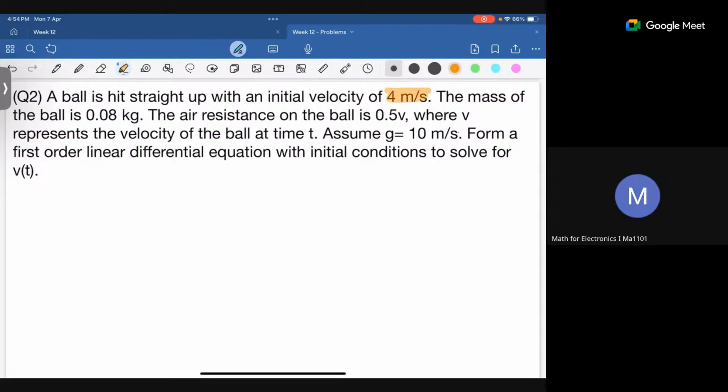So this is important. The mass of the ball is 0.08 kg. The air resistance on the ball is 0.5 v, where v represents the velocity of the ball at time t. So this is the air resistance and this is the mass of the ball. Assume g to be 10 meter per second squared. Form a first order linear differential equation with initial conditions to solve for v of t.